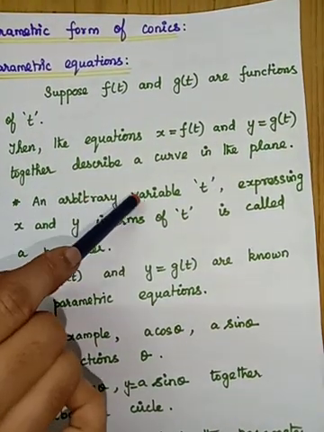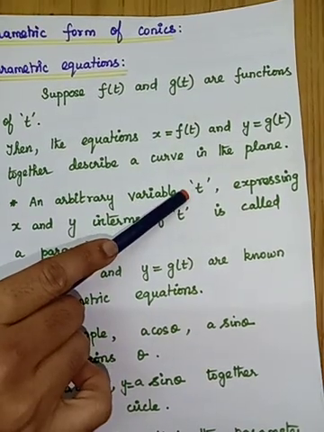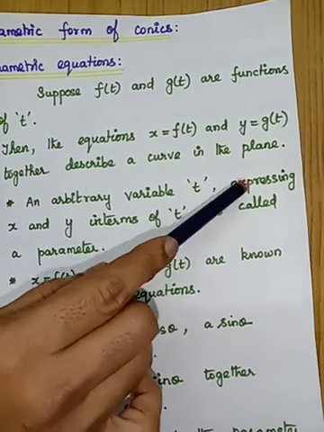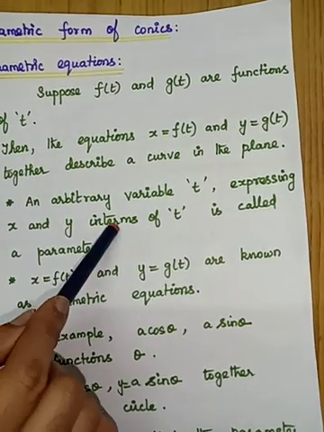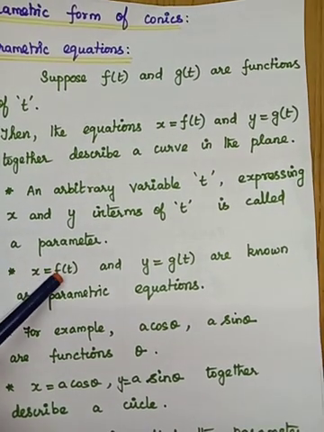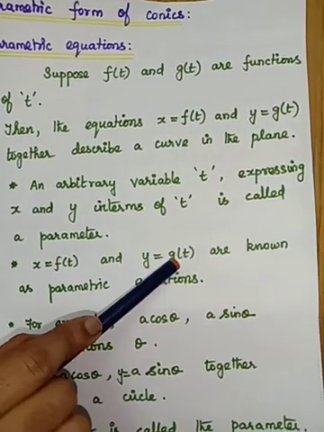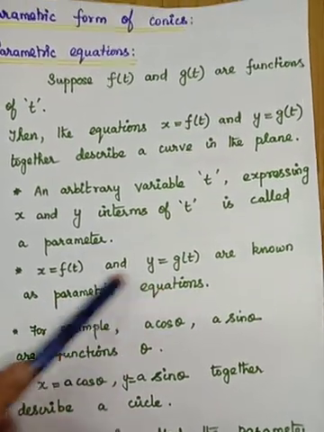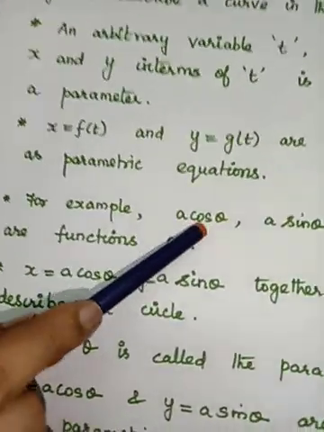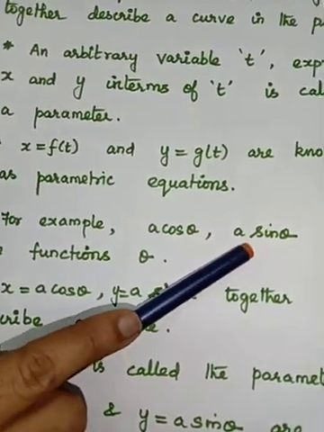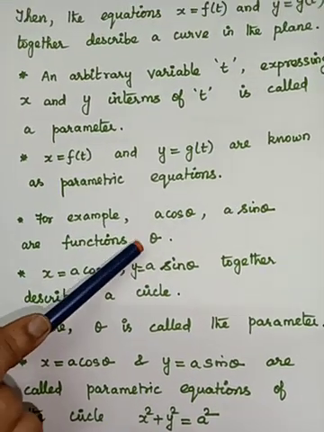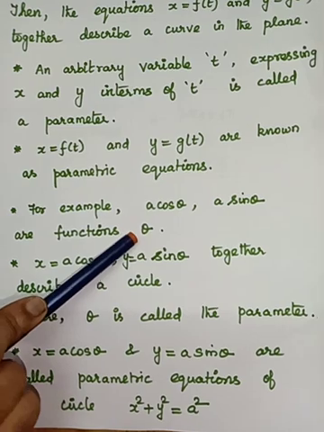The arbitrary variable t is called the parameter. It is expressing x and y in terms of t. So x is equal to f of t and y is equal to g of t are known as parametric equations. For example, consider a cos theta and a sin theta. They are functions of theta. This theta is called the parameter.